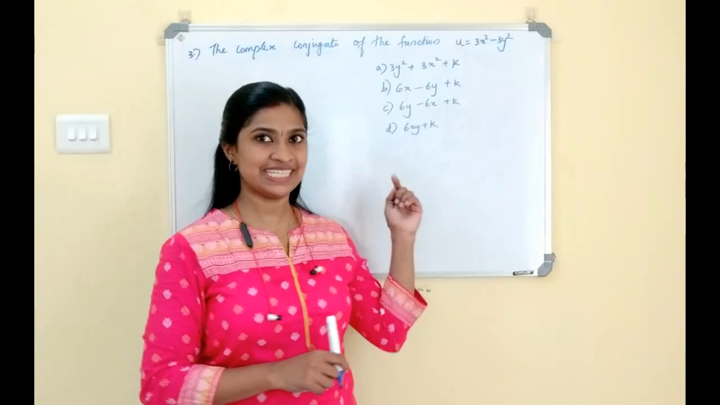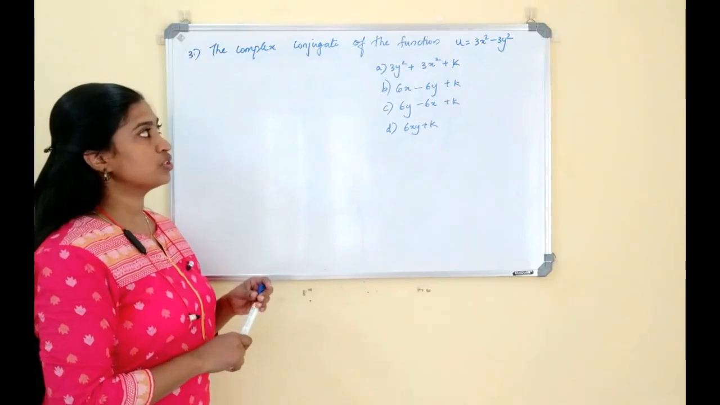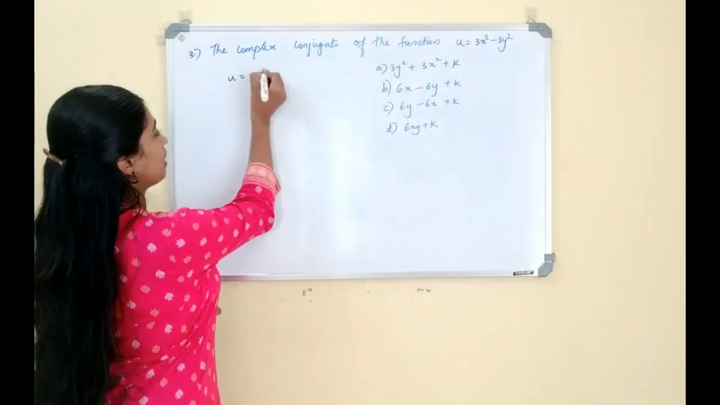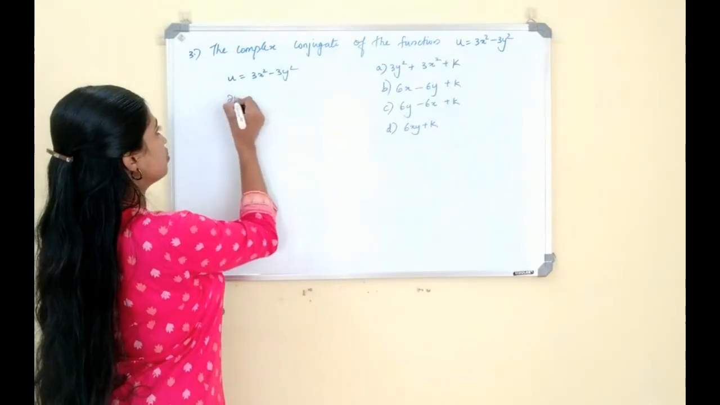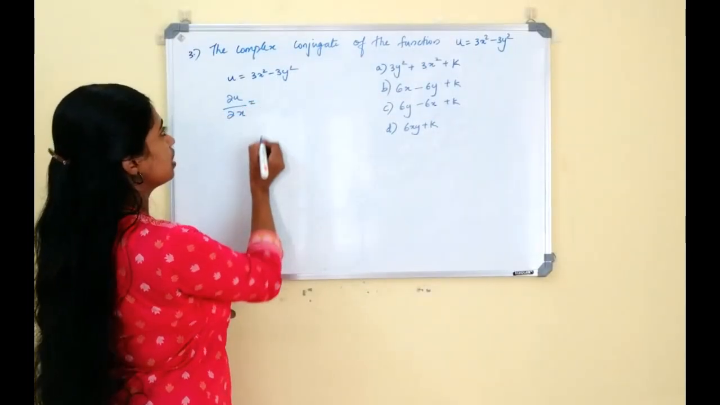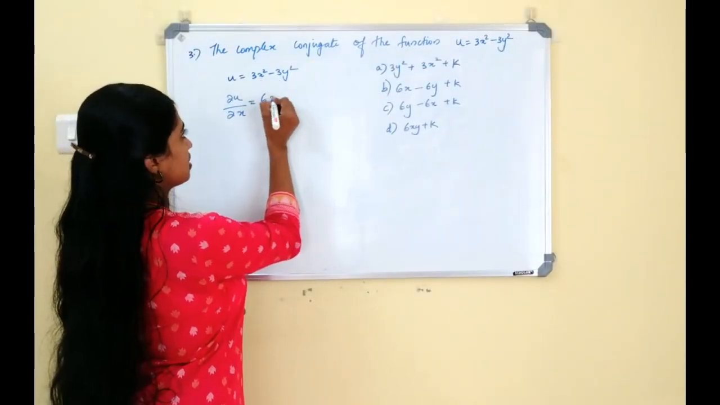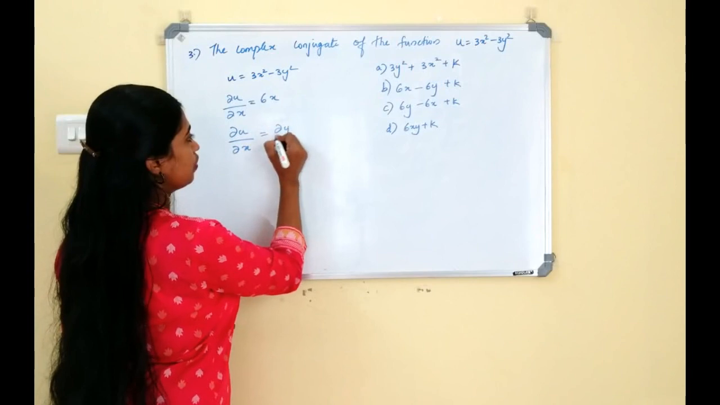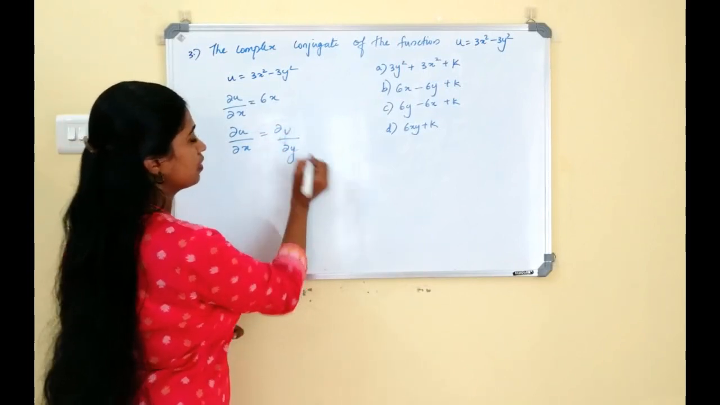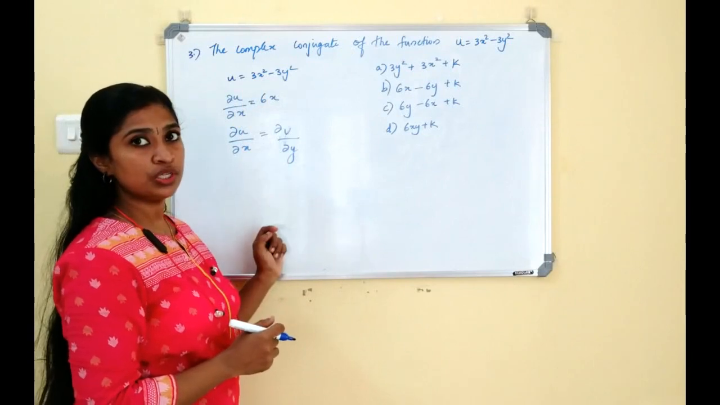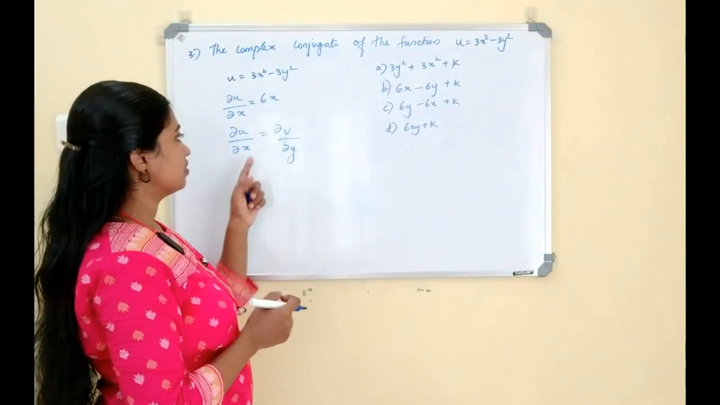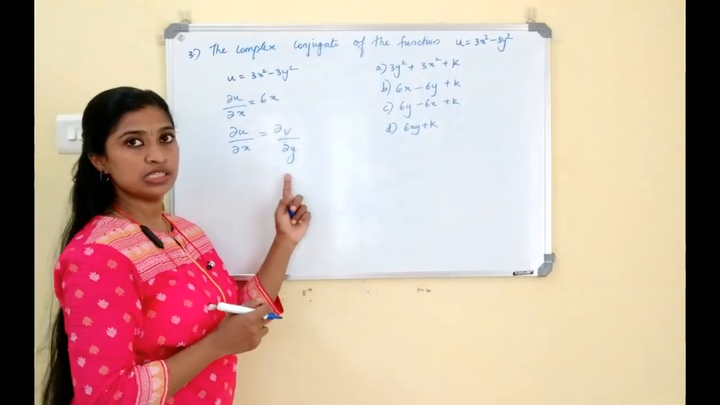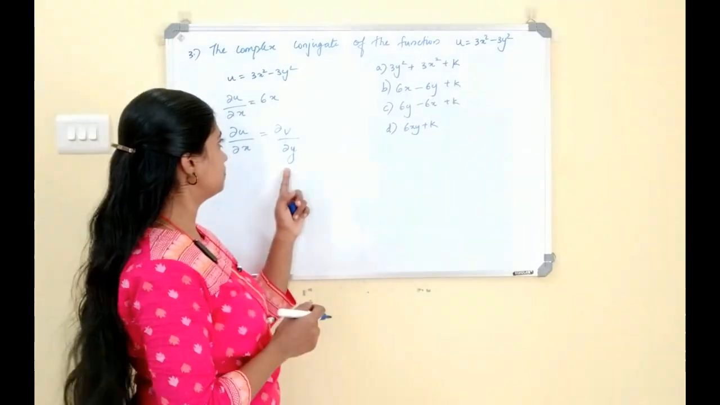Next question. The complex conjugate of the function u is equal to 3x square minus 3y square. What we have to do is find dou u by dou x, which is equal to 6x. Our requirement is that it should satisfy the Cauchy Riemann equation, dou u by dou x equal to dou v by dou y. We have to find the complex conjugate of the function u, that is v. We can find which v satisfies this equation as the required answer.